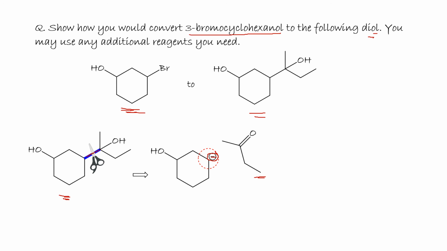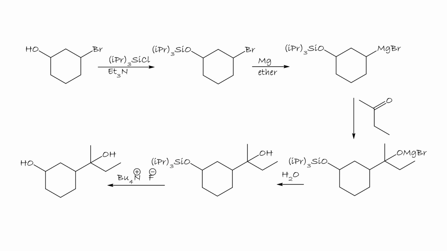Can we create an anion in the presence of OH in the same molecule or others in the media anyway? No, we can't. So this OH should be protected first. So we'll start with 3-bromocyclohexanol reacted with a trialkyl or triisopropyl silyl chloride in pyridine to form an O-silyl bond, protecting the OH.